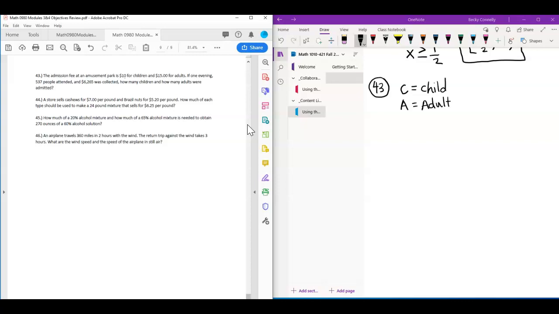But the part that we're looking at, so we're thinking, okay, I don't know how many children's tickets there are, and I don't know how many adult tickets there are, but I know together, so I need to put it together by addition, they sold 537 tickets. So children tickets plus adult tickets would equal 537 tickets. All right, so there's my first equation.